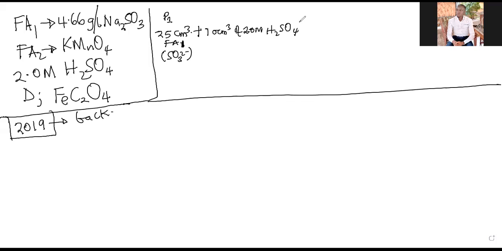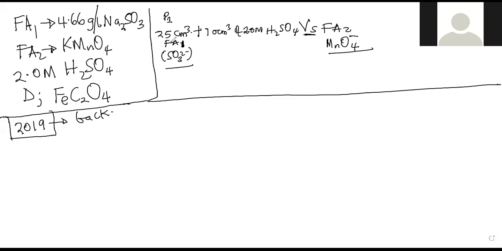I'm titrating it against FA2. You are titrating it against FA2. What is FA2? FA2 is a manganate. This one ideally should now tell you to look at the equations. Among the equations they have given you, is there an equation of a sulfite and a manganate? Because you're having a sulfite being titrated against a manganate, meaning that the volume of the sulfite that reacted is 25. This is the one that is involved, 25. And the one of the manganate that has reacted is the average.